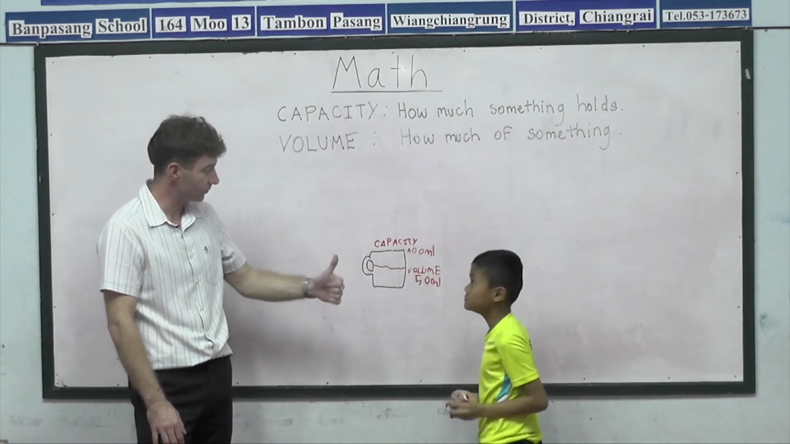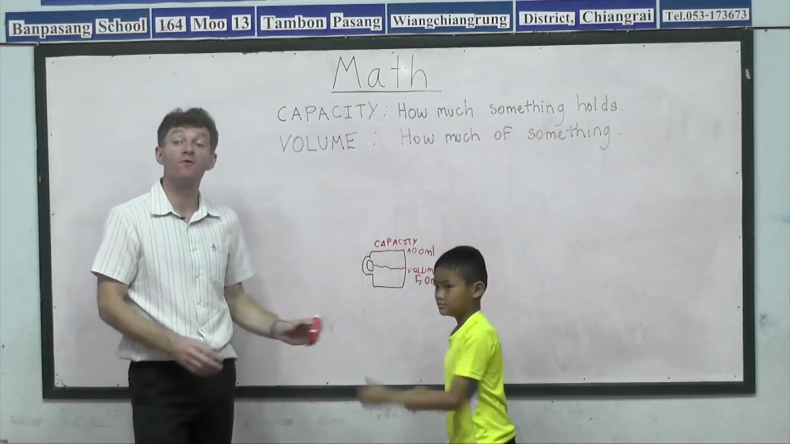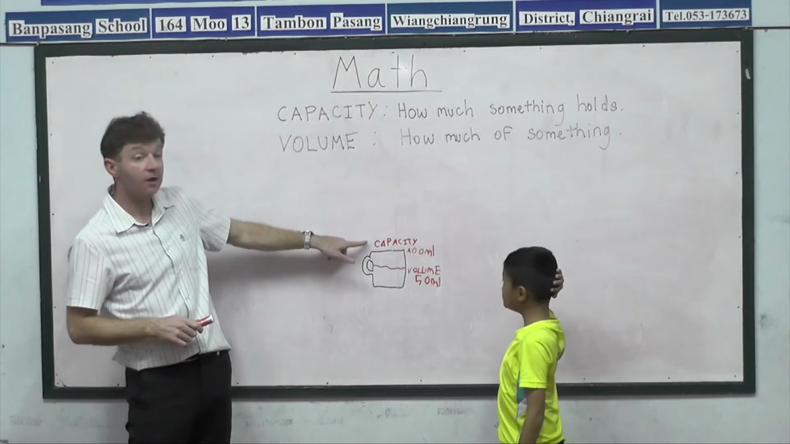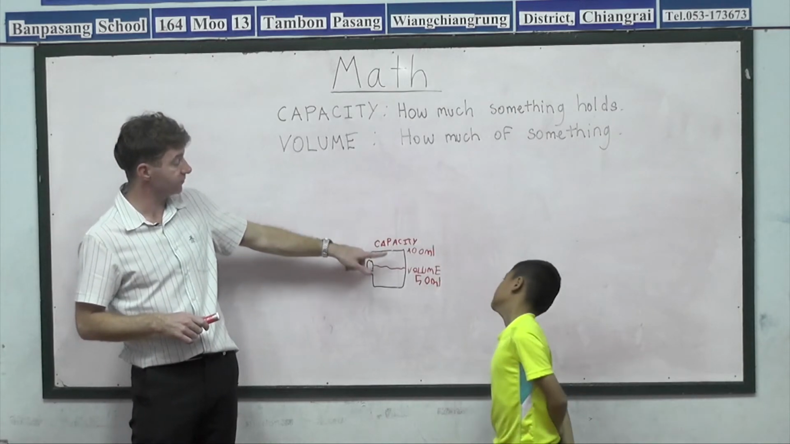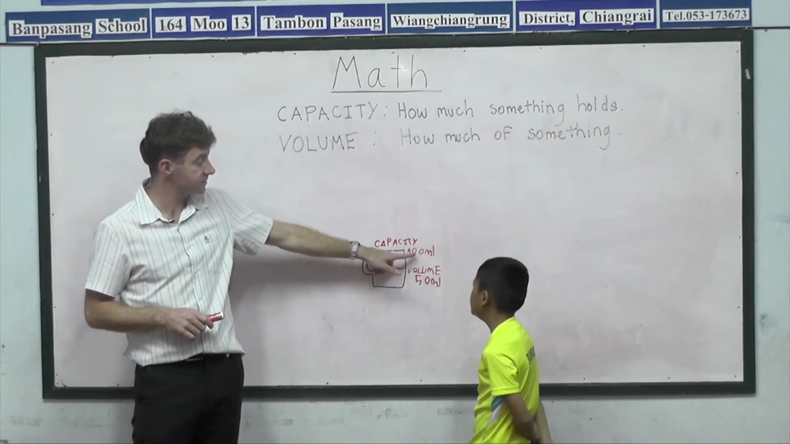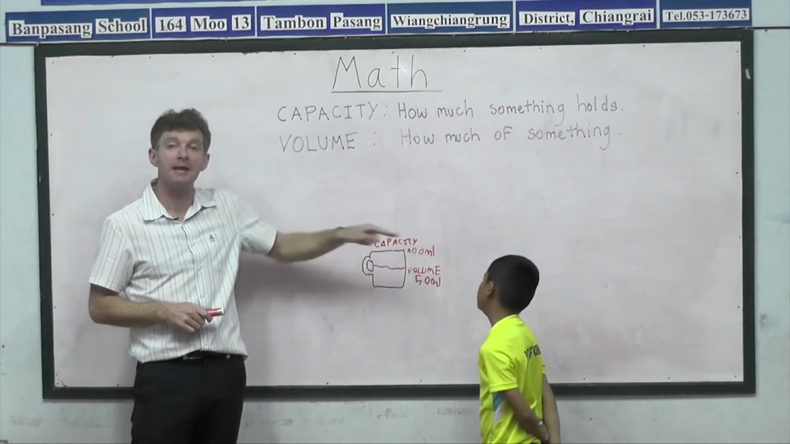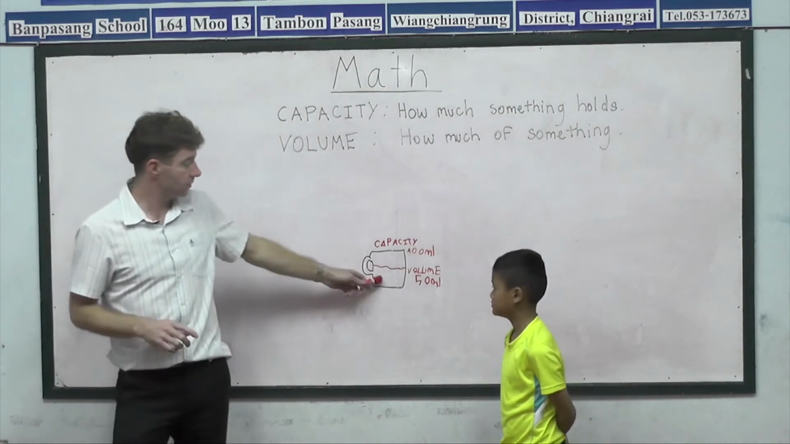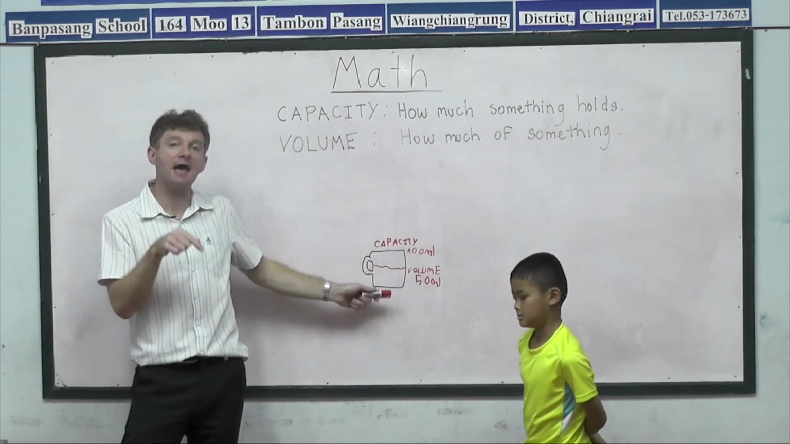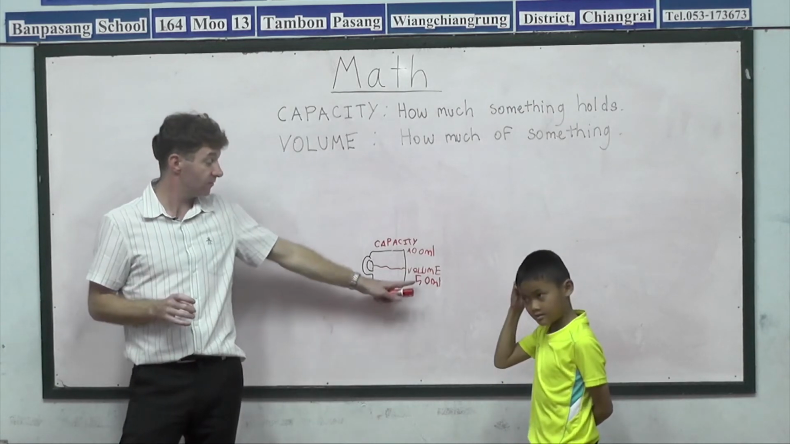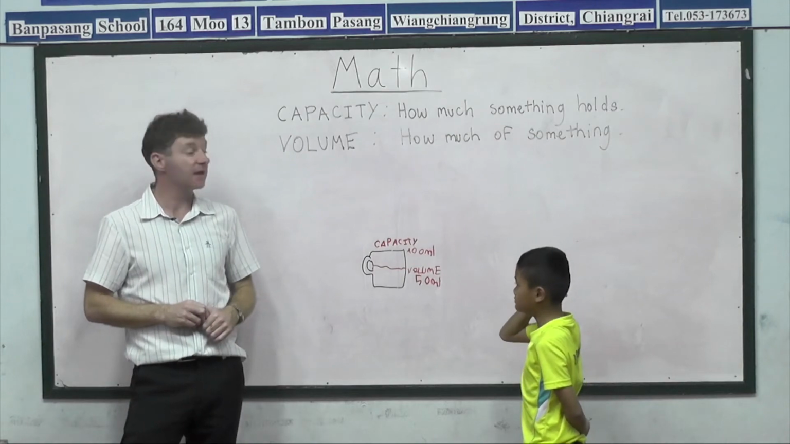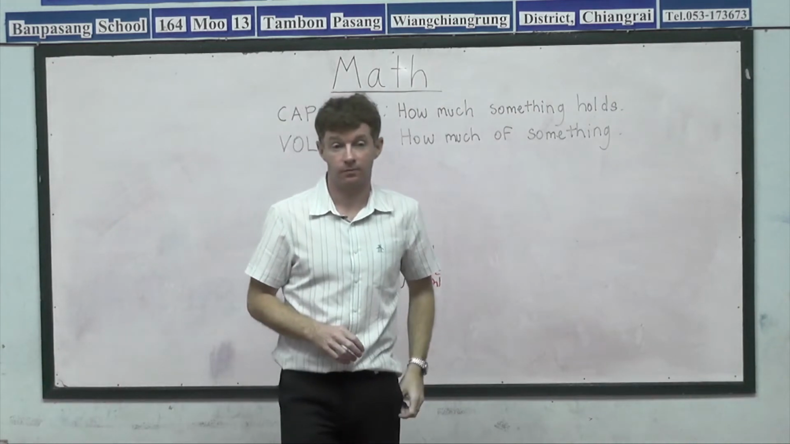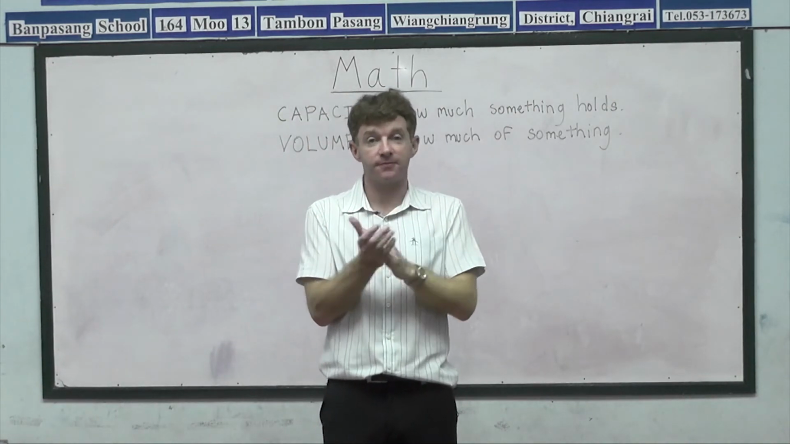Excellent. Very good. So now, what is the capacity of the cup? The capacity of the cup is 100 milliliters. But what is the volume inside the cup? The volume inside the cup is 50 milliliters. Excellent. High five. And a round of applause for Chu. Well done, everybody. Well remembered.